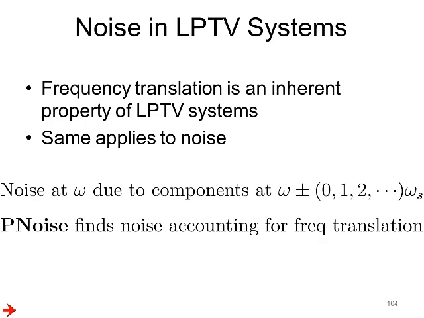Now, we have seen, therefore, that frequency translation is an inherent property of linear periodically time varying systems. And since they apply to signals, they must also apply to noise, and therefore, the noise at the output of an LPTV system at a certain frequency omega has to be computed taking into account all these frequency translation effects. And that is precisely what is done in the periodic noise analysis, which is often called P-noise.